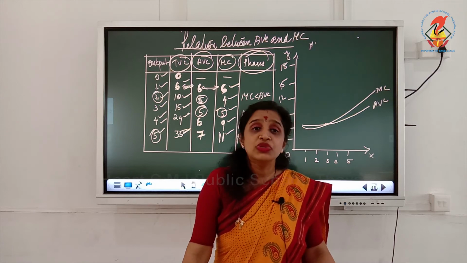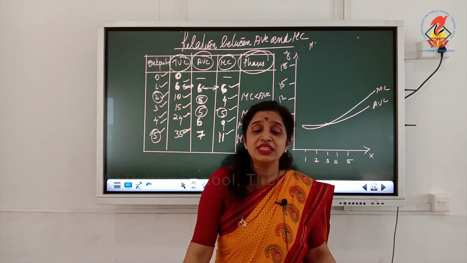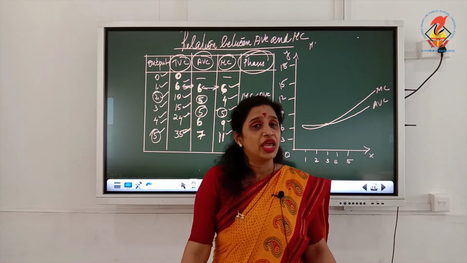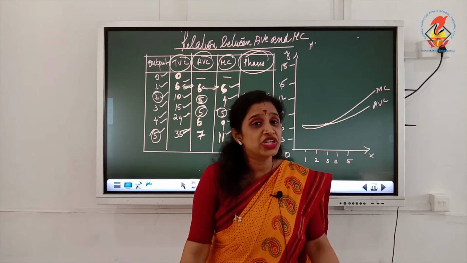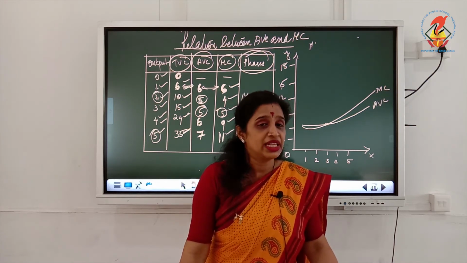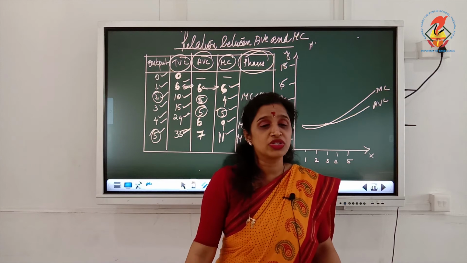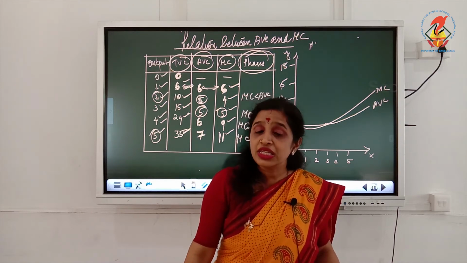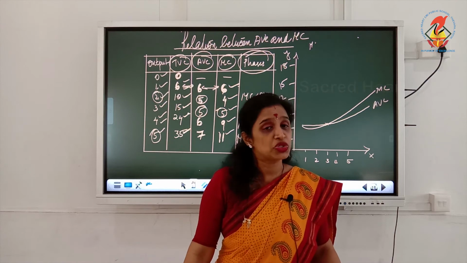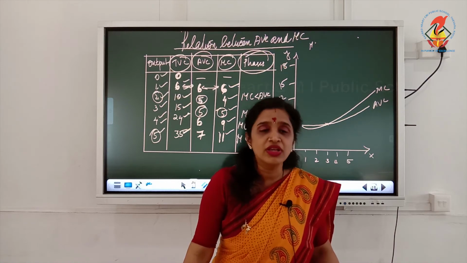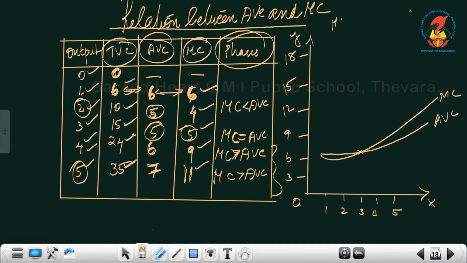Okay, how? So long as MC is lesser than AVC, AVC will fall. I told you MC is addition. Addition will reflect the total variable cost, and that will automatically reflect average variable cost, because we are finding average variable cost from total variable cost. AVC is TVC by Q. So long as MC is lesser than AVC, AVC will fall. You can find it in the second unit of output.